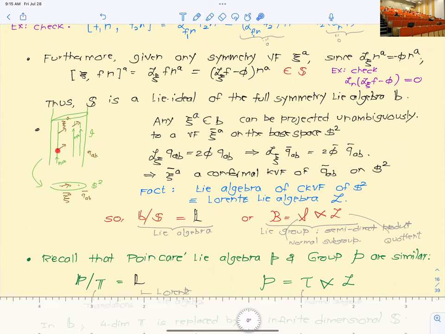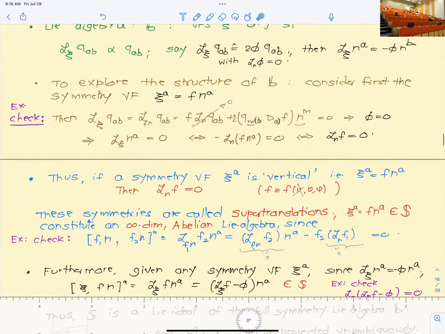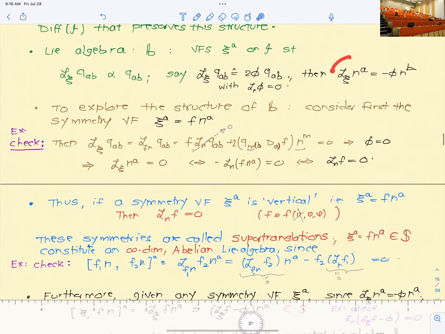And therefore, if I take this vector field and project it, the difference between them is a vertical vector field. So the projection of the vertical vector field is zero. Therefore, the projection of this vector field and this vector field and the vector field up here is all the same. So the vector field C can be projected unambiguously onto the base space, the two sphere, and let us call it C bar. So we have already used the second equation, Lie_C of N is equal to minus phi times N. That tells us that C can be projected down.